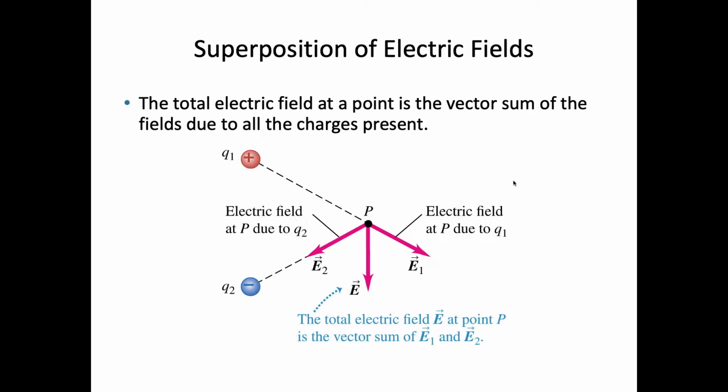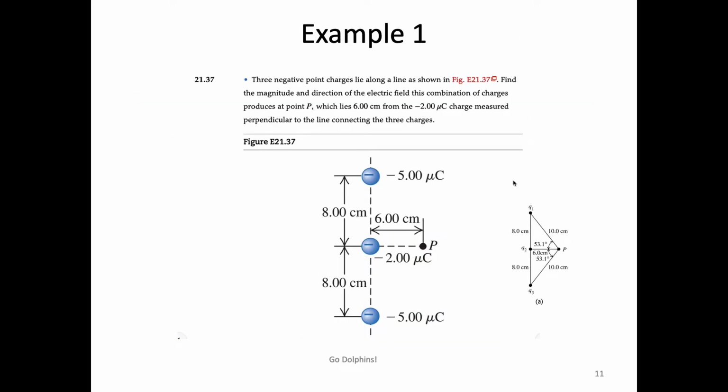So this is why if you want to add the electric field produced by different point charges, you need to add them as vectors. So let's do one example to help us understand this vector relation. So now we have 3 negative charges.